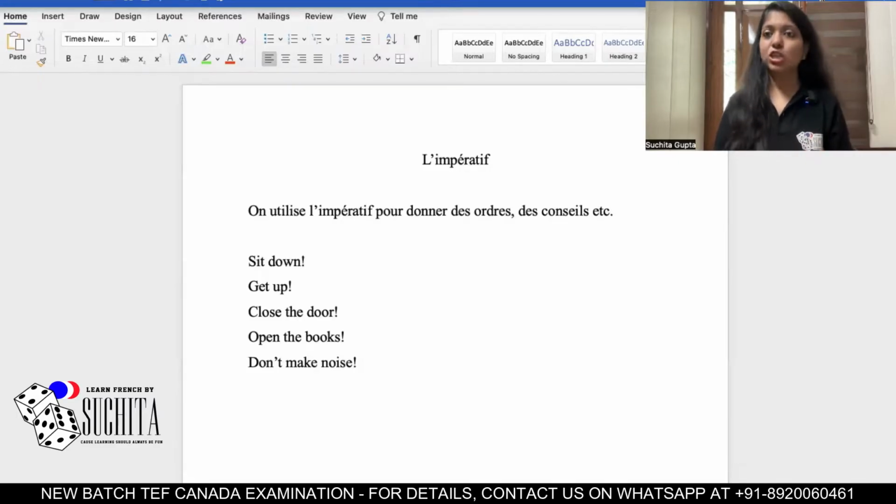In English as well, this topic exists. Imperative sentences are the sentences which are used to give orders or to give suggestions. That's what I have written: On utilise l'impératif pour donner des ordres, des conseils, etc. Which means that you use the imperative in order to give orders or suggestions, etc.